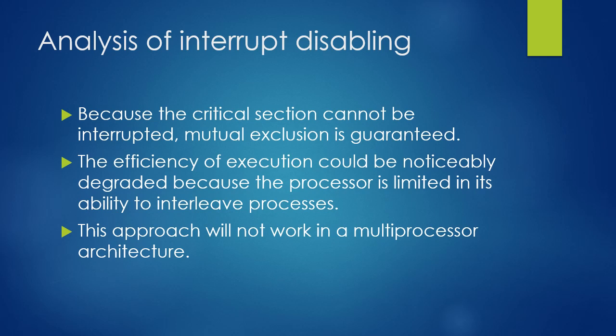But if another process B starts executing on another processor and accesses the variables that make up the critical section of A, can this be stopped? No. In this case, disabled interrupts do not guarantee mutual exclusion.